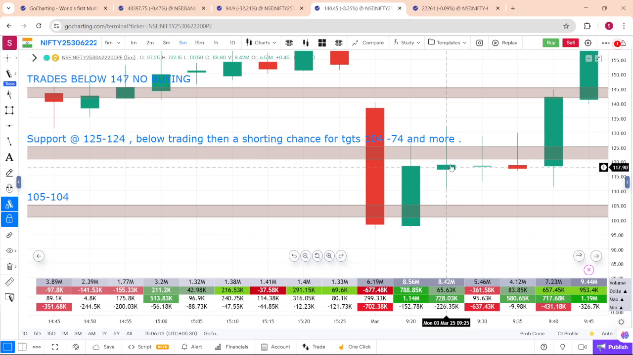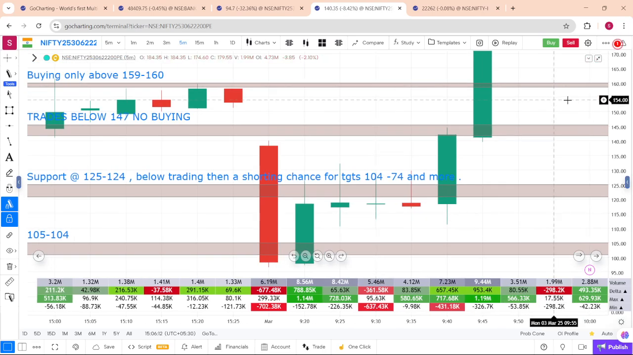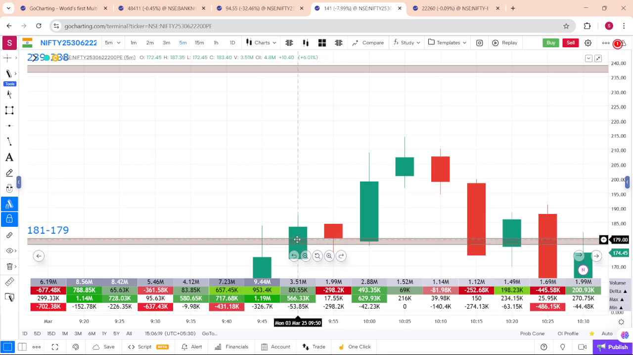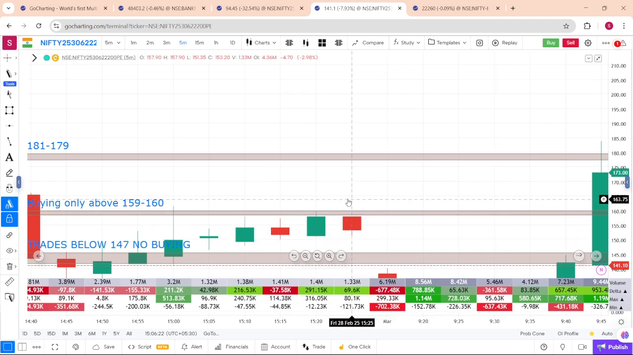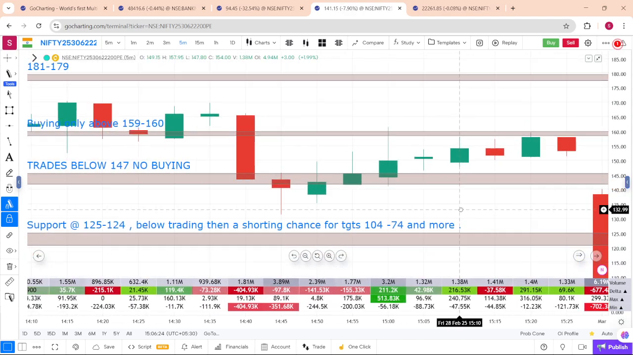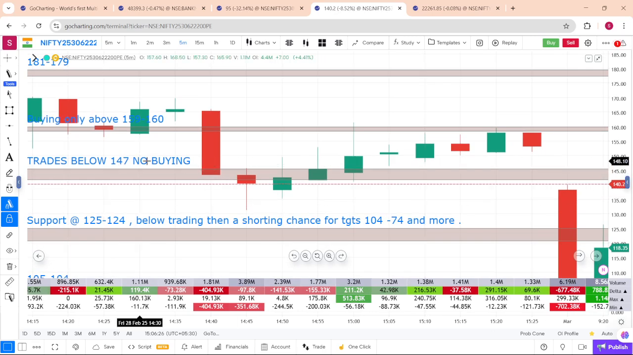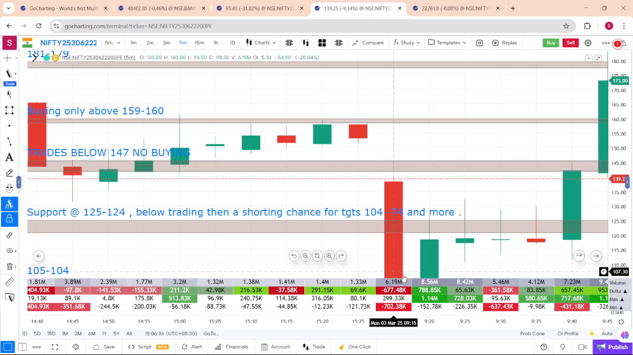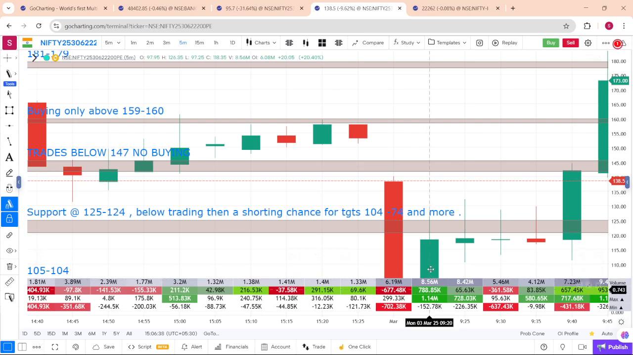See, 119 is the entry price, and it has gone up to 214. Correct? These are all the support and resistance levels I have drawn. And yesterday I said, trades below 147, no buying. But that is according to the support and resistance only, not as per our buy. And we got a buy here, and this red candle we have no entry, and here also.